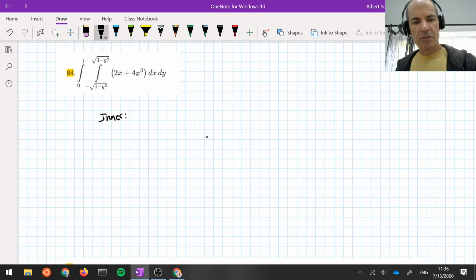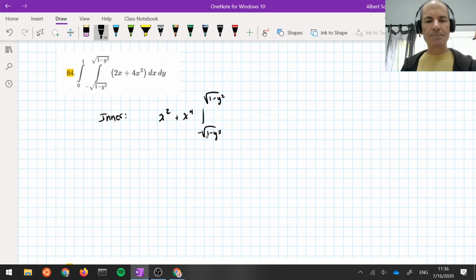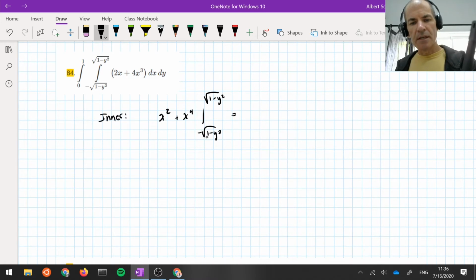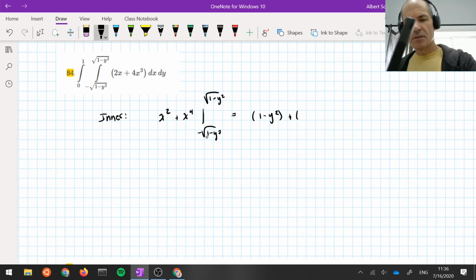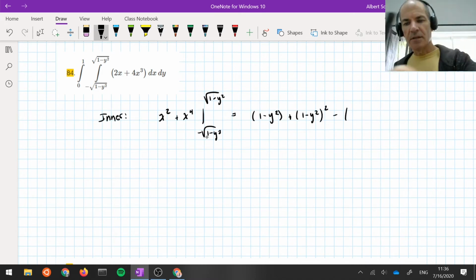That's integrating this with respect to x, so it's x squared plus x to the fourth, and then plugging in minus the square root of 1 minus y squared to plus the square root of 1 minus y squared, like that. Now if I plug these in, I get 1 minus y squared plus (1 minus y squared) squared, minus, plugging this in, 1 minus y squared plus (1 minus y squared) squared, which is 0.